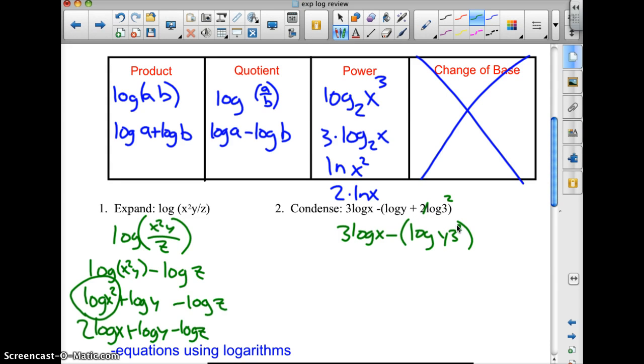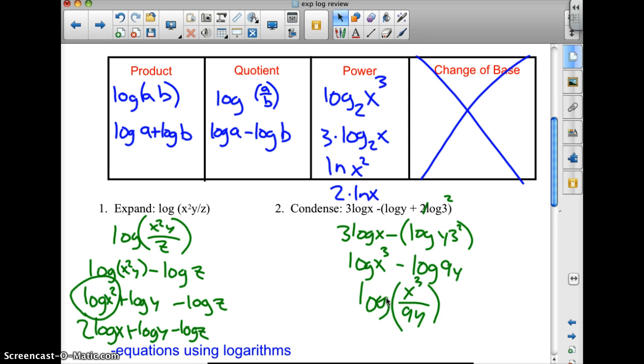I think that's 9y. Let's simplify that. Okay, so I'm going to do log 9y. There we go. And this one here, 3 log x, is log x cubed. My whole goal here is to get this written as a single log. All right, and then the last thing I can do here is log x cubed over 9y. And there it is, written as a single log.